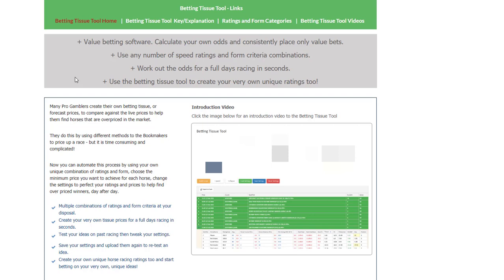If you back horses at 3 to 1 when they really should be priced at 6 to 1 or 7 to 1, then ultimately you will lose money long term. However, if you back horses at 6 to 1, 7 to 1 or even bigger when they really should be priced at 3 to 1, then you will guarantee yourself long-term profits.